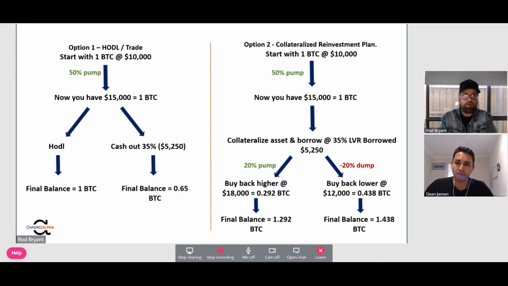So what you're saying here is that by putting our Bitcoin into Nexo, we can actually take advantage of whether the market decides to pump or dump. We can still come out on top by increasing our Bitcoin holdings.